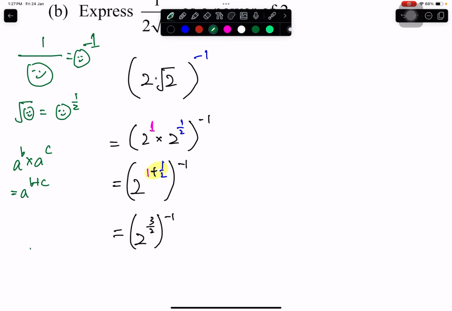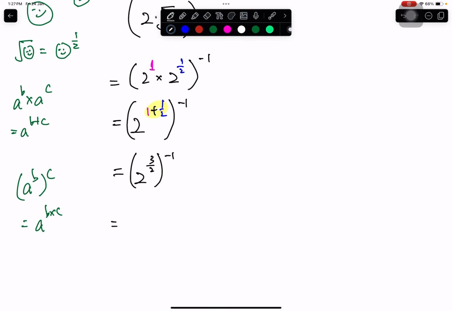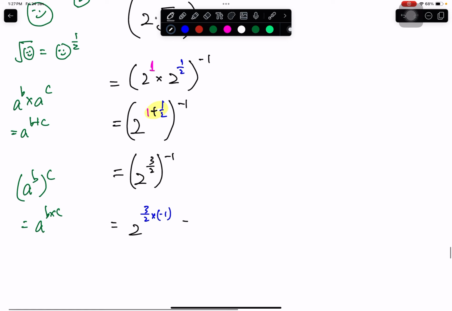At last, you will have the power of the power, which is a to the power of b times c. So you will have 2 to the power of 3 over 2 times the negative 1. Sometimes I bracket it to avoid confusion. So it's 2 to the power of negative 3 over 2. Okay, that's it.